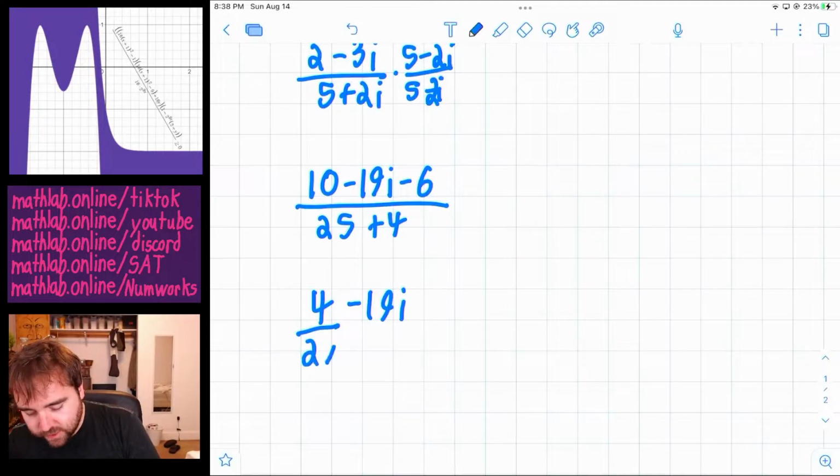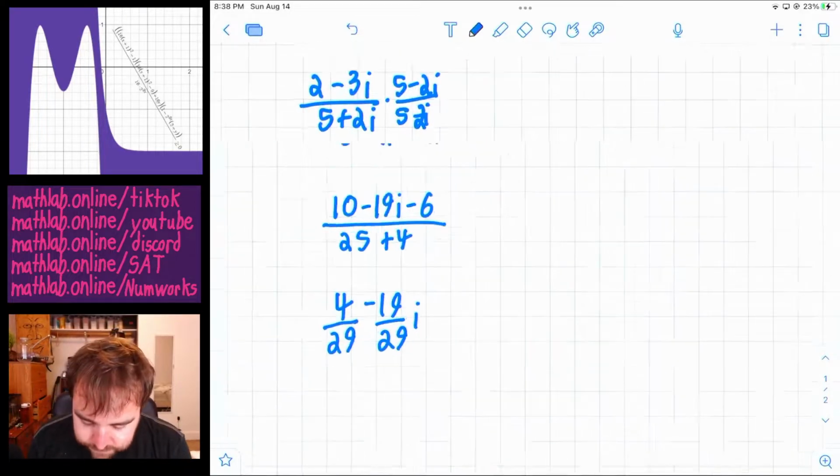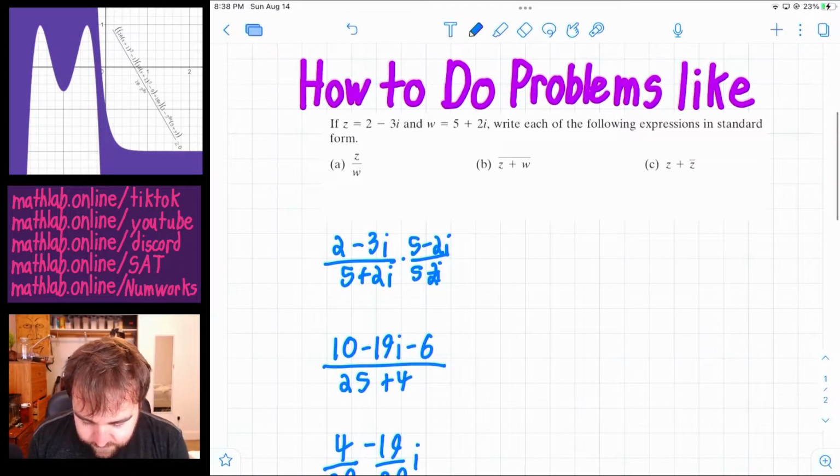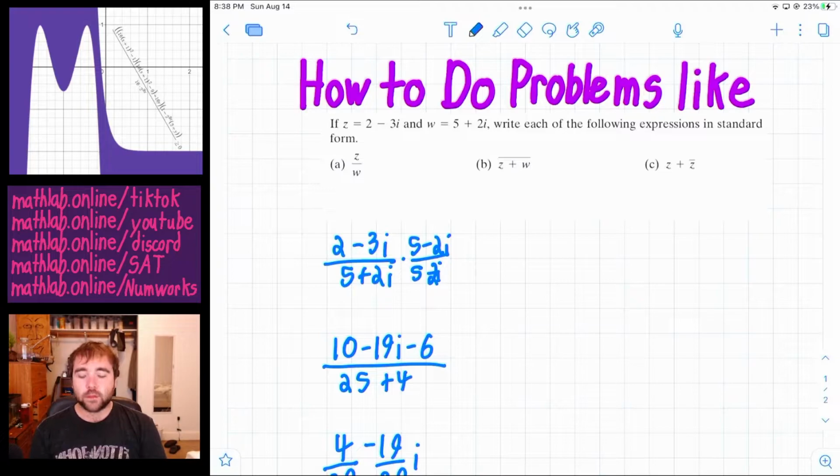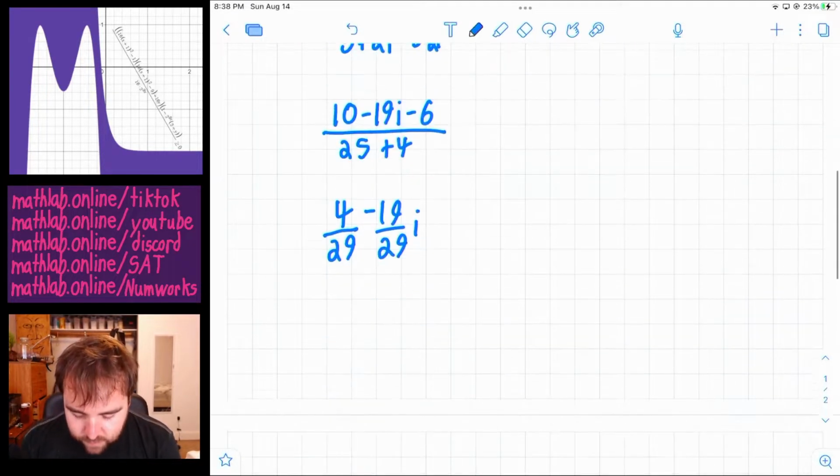So let's go ahead and separate that. 4 over 29 minus 19i. Well, what they really want is minus 19 over 29i. All right, cool. So that was fun.